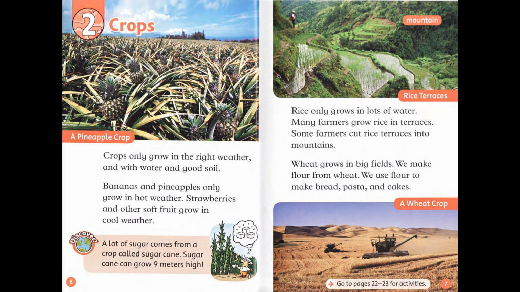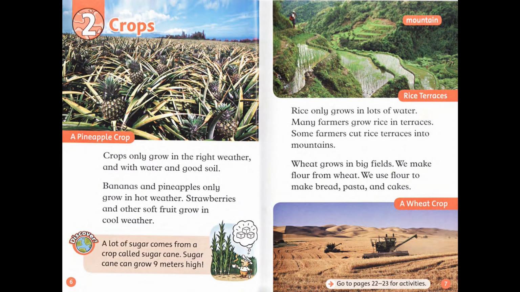Rice only grows in lots of water. Many farmers grow rice in terraces. Some farmers cut rice terraces into mountains. Wheat grows in big fields. We make flour from wheat. We use flour to make bread, pasta, and cakes.